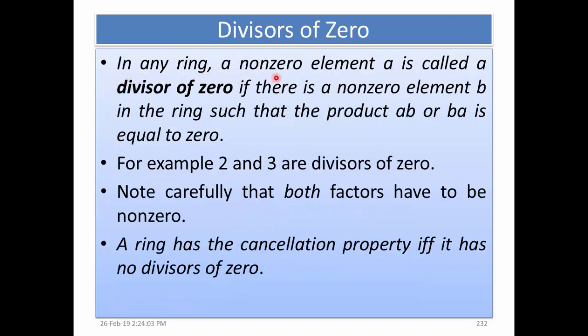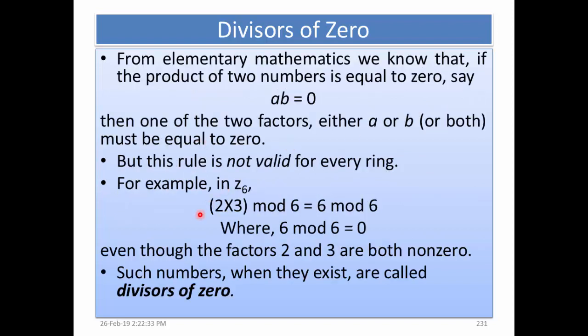In any ring, a non-zero element A is called a divisor of 0 if there is a non-zero element B in the ring such that the product AB or BA is equal to 0. Here you can see that the product 2 into 3 is equal to 6, which divided by 6 gives remainder 0.